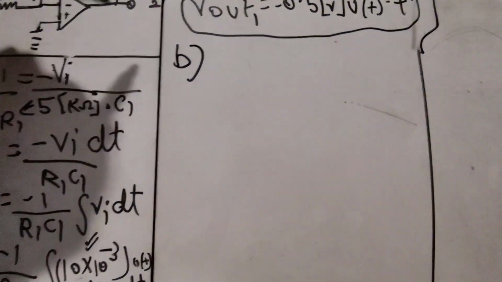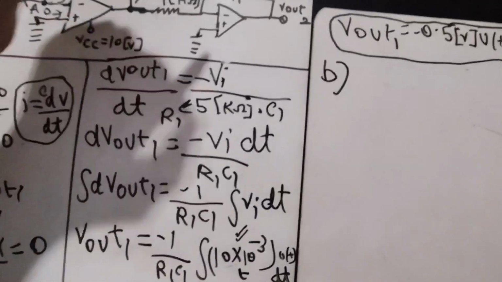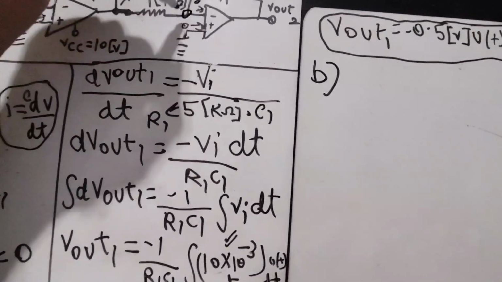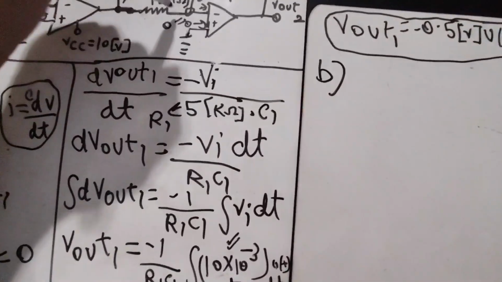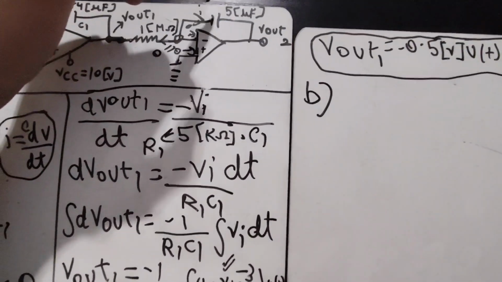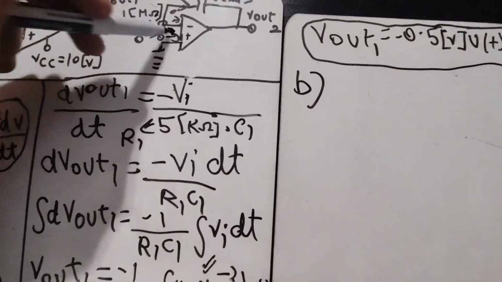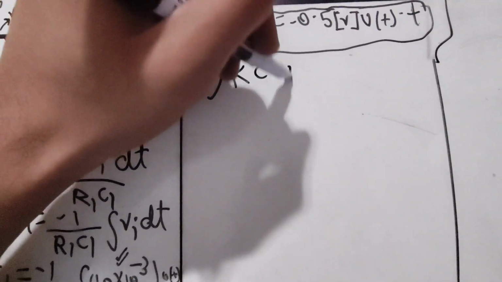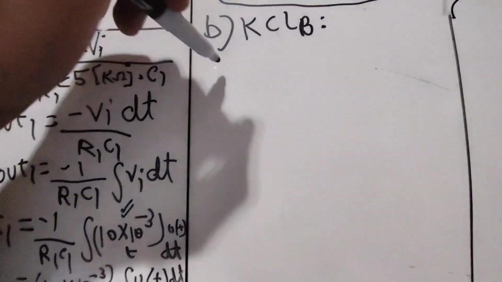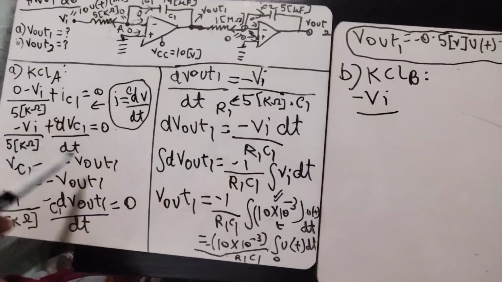Now we have to find Vout2. Part B is pretty similar to part A. We know this is 0, this is 0, this is 0, just like here. The current is moving in this direction, and this is going to be IC2. We're going to do a KCL again. We consider this node as B, and we do the equation similar to KCL A.